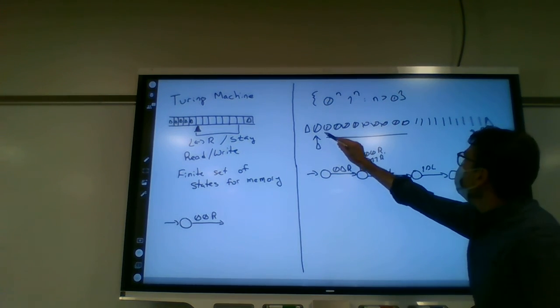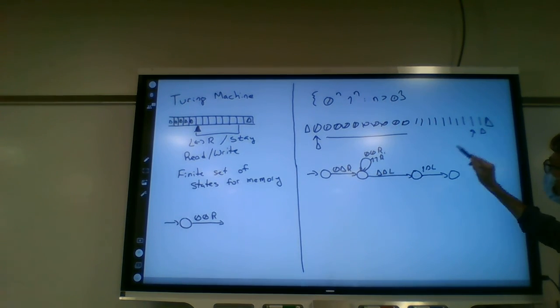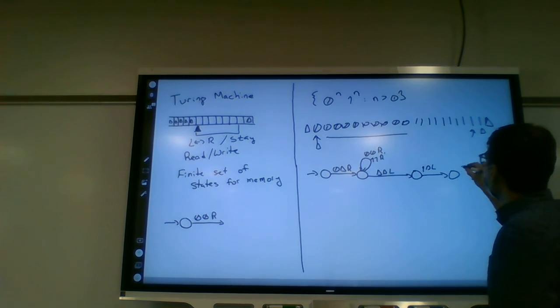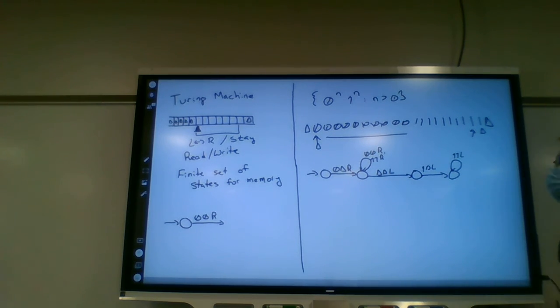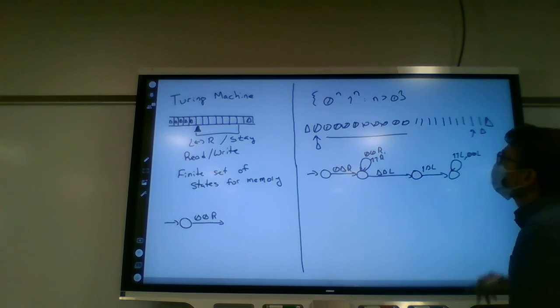We replaced this one. We came over here. We read this delta, wrote the delta, moved back to the 1. Read the 1, wrote the delta. Now we're sitting here.